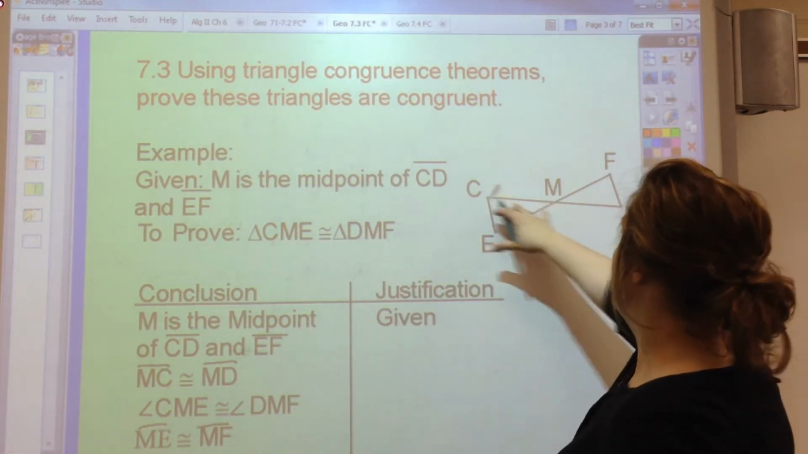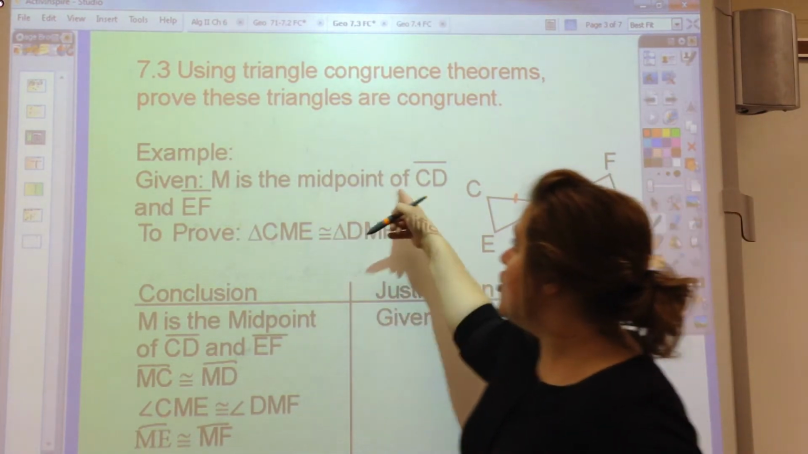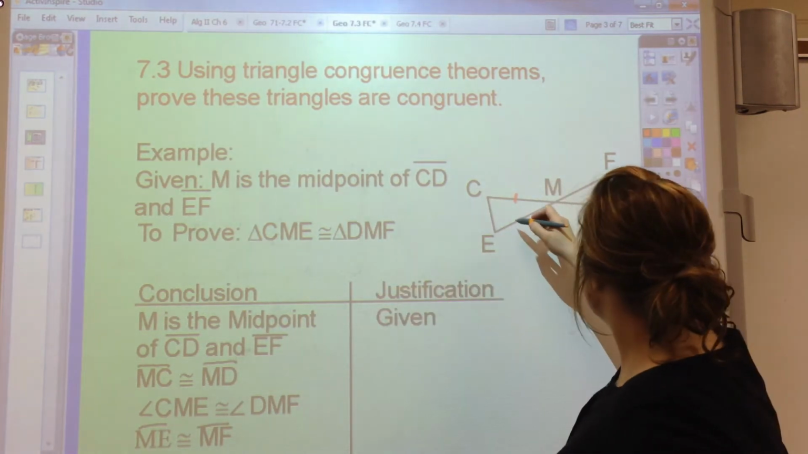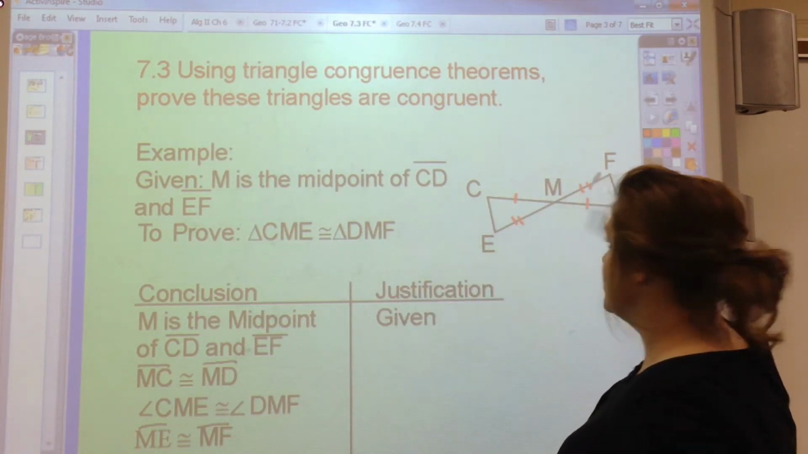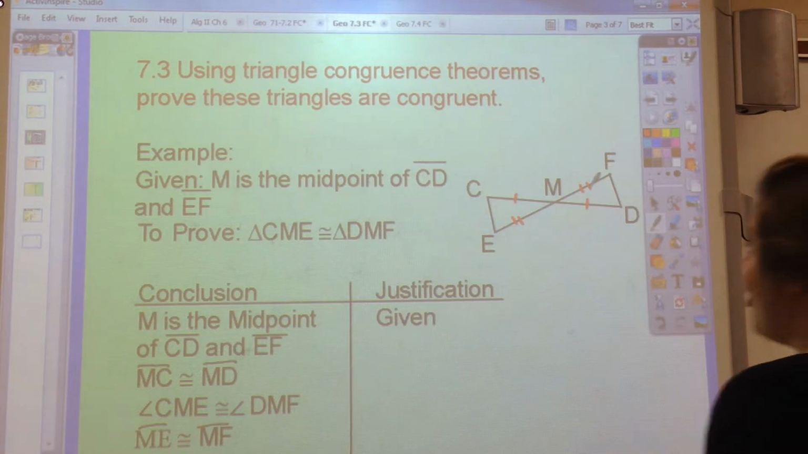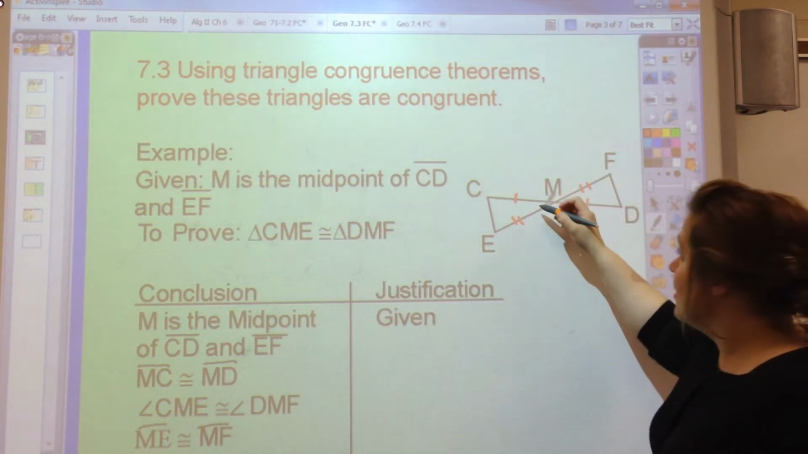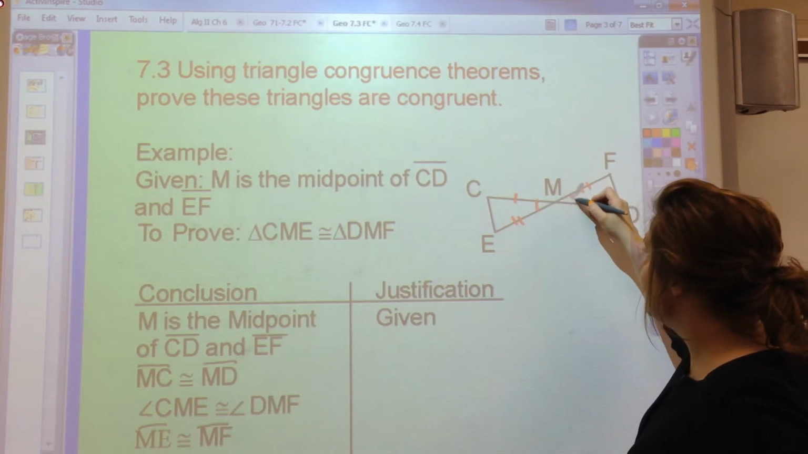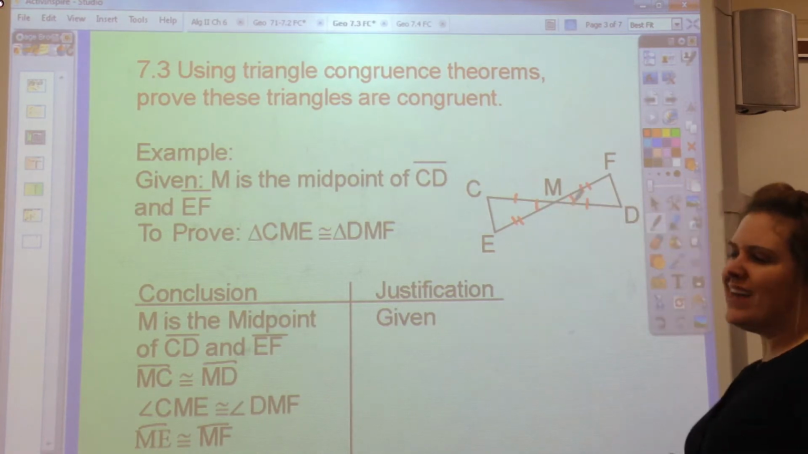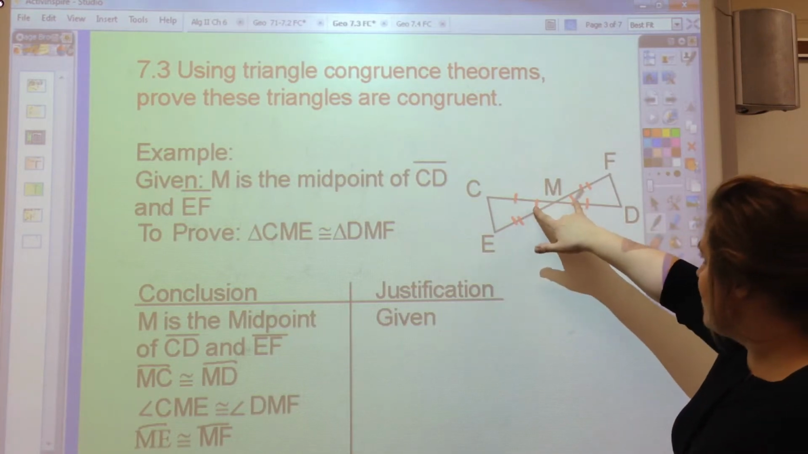If M is the midpoint of CD, I know that these two lengths are equal to each other, and I know that M is the midpoint of EF. Thus, these two lengths must be equal to each other. Now, is there anything else in my figure that I could go ahead and draw in that I already can see? Hopefully you notice that these angles are congruent because they're vertical angles, right? And that's given to us by the figure. So I can tell that these are congruent.